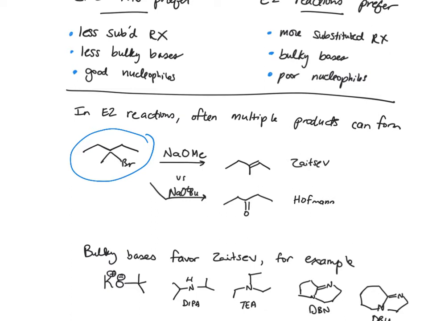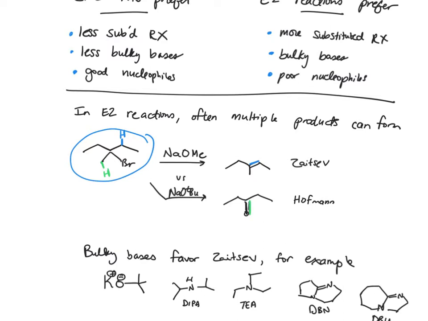Let me fix an error here. That's supposed to be a carbon atom, not an oxygen. Actually, there are 2 different products that can form. We have what's called the Zaitsev product, and that product is formed by taking one of these blue protons, so I'll say that that goes with this bond, as opposed to the Hofmann product, which would take one of these green protons and form a pi bond there.